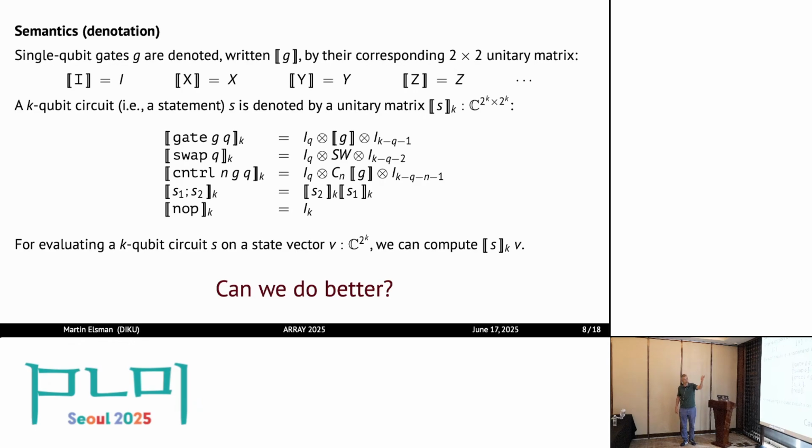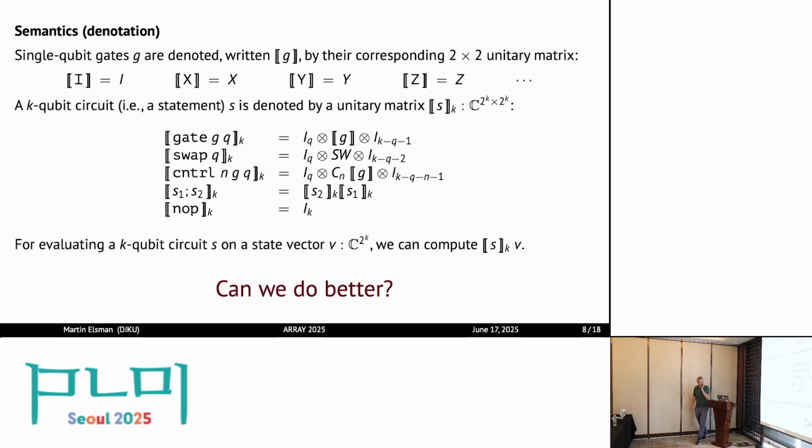And we also see how you define the swap operation, the control operation, and when you do a sequence, you will have the matrix multiplication. We first perform S1. This is why it's here, and then we apply S2 to the result of that. Okay? Any questions at this point?